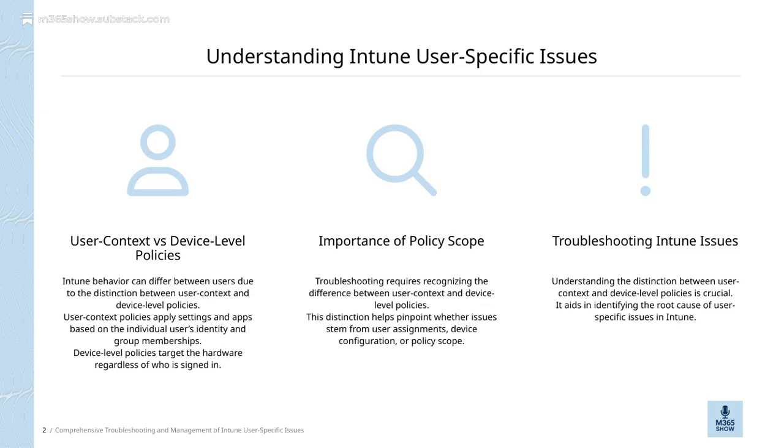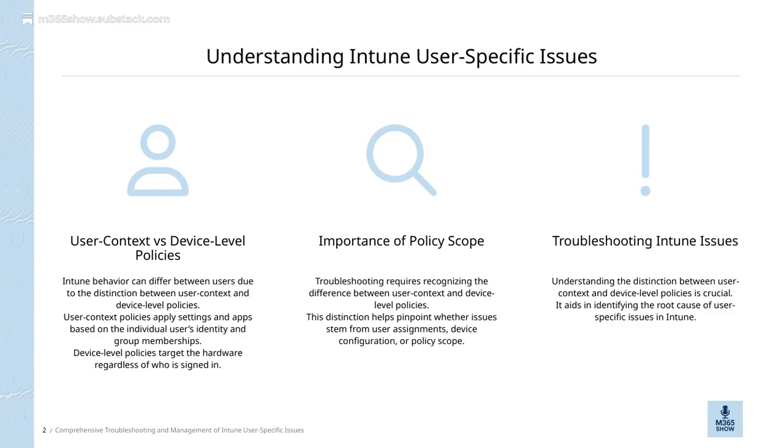Let's take a closer look at the importance of understanding the difference between user context and device-level policies in Intune. Recognizing this distinction is crucial because it helps us identify the root cause of user-specific issues more efficiently. When troubleshooting, it's essential to determine whether the problem originates from user assignments, device configurations, or the scope of the policies applied. The behavior of Intune can vary significantly between users, primarily due to whether policies are set at the user level or the device level.